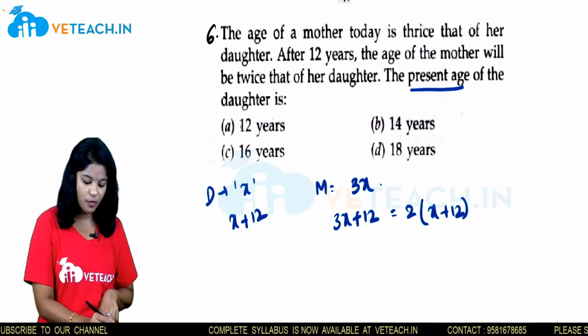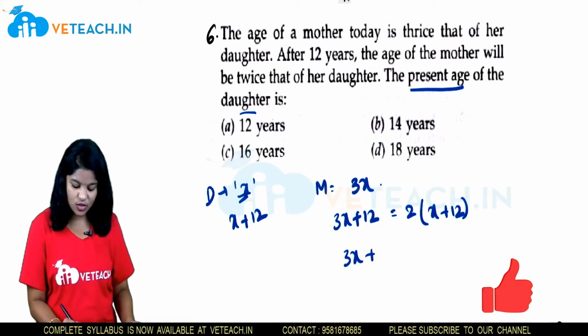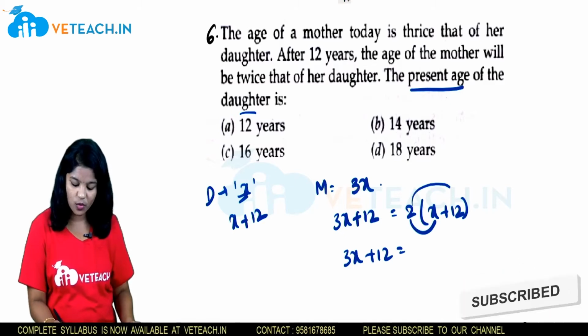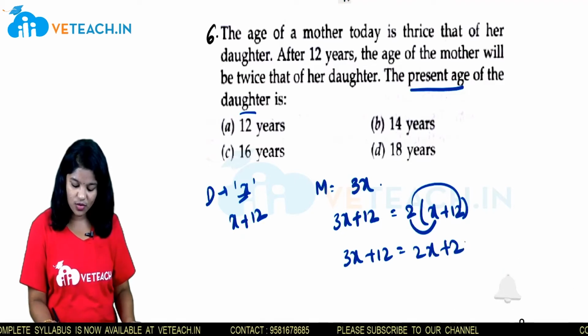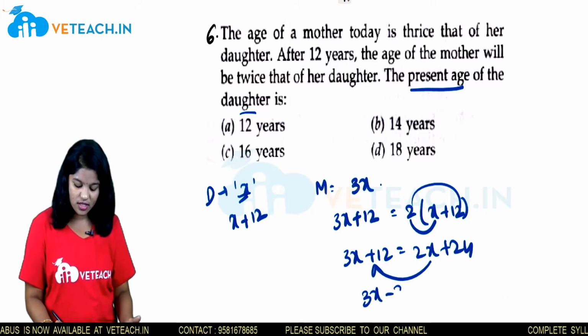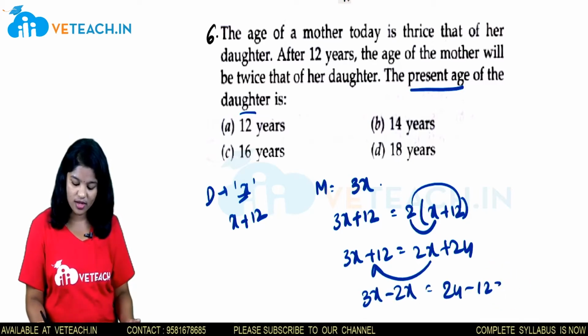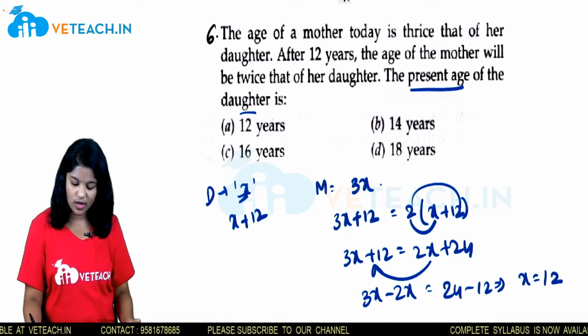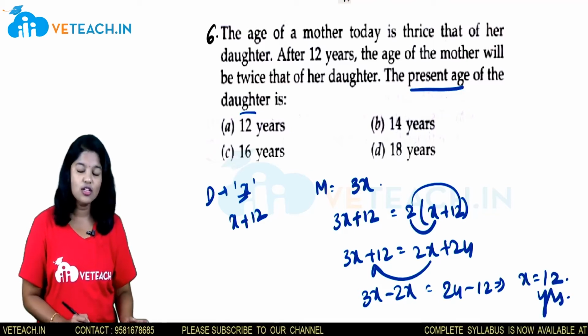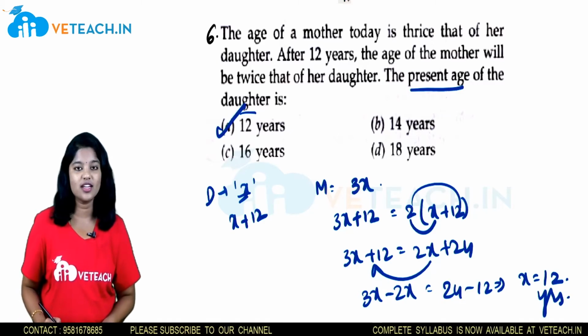Now we should find the present age of the daughter, that is the value of X. 3X plus 12 is equal to, multiply 2 inside, 2X plus 24. Bring this 2X to the left side, we will get 3X minus 2X is equal to 24 minus 12. That implies X is equal to 12 years. So the present age of the daughter is 12 years. So option A is our correct answer.